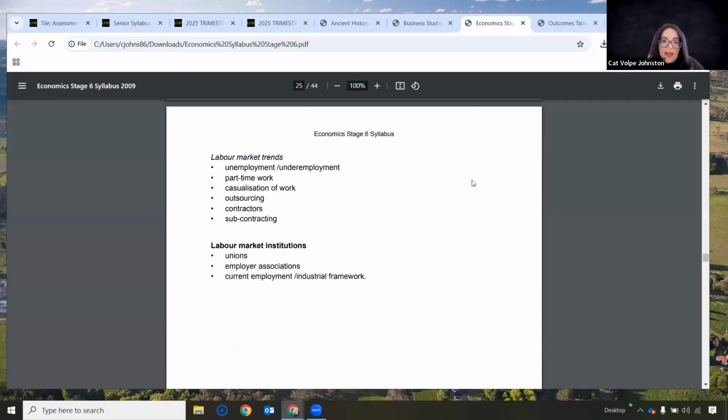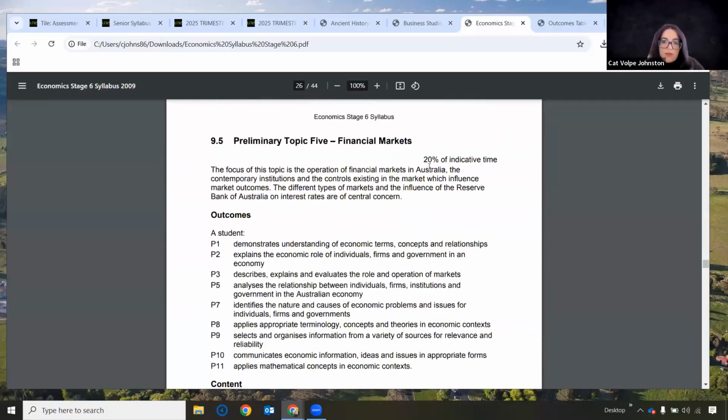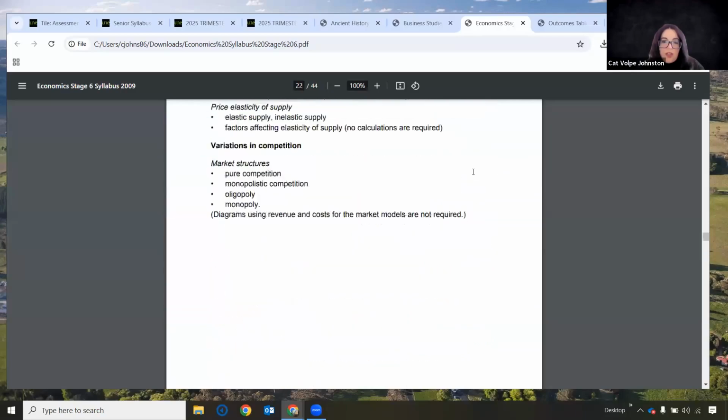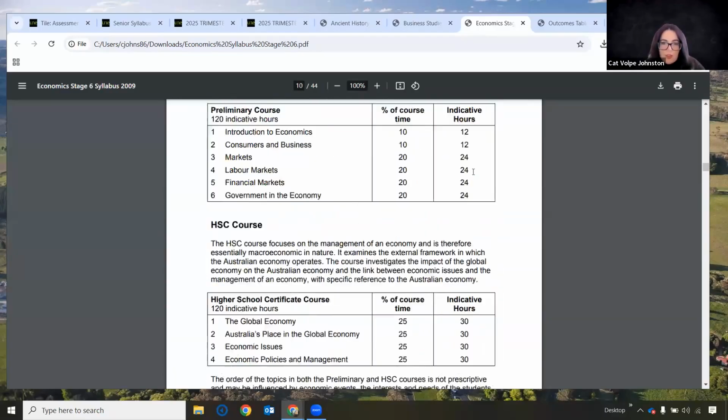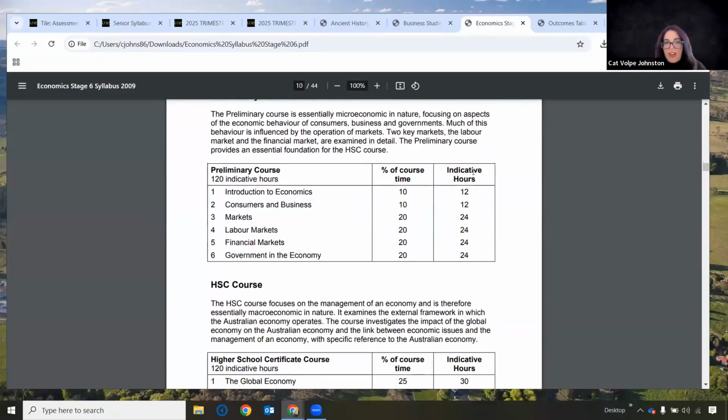But again, flicking back to how many hours, 20% of indicative time, you go back to that first section where it lists the amount of hours, you can get an idea of how long that unit should take, and then go from there, about 4 hours, okay? But again, it's not so clear cut that if you have 6 sections in the Markets unit, each section is going to be 4 hours necessarily, because some will take longer to teach than others.